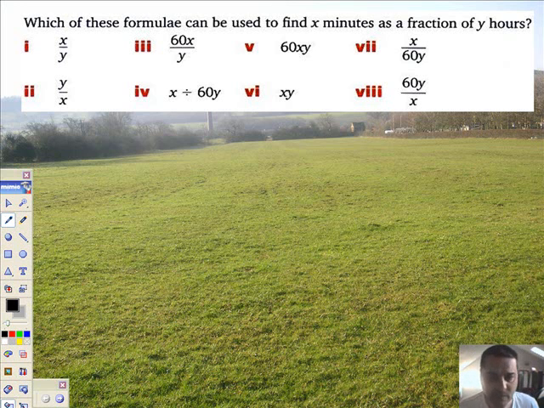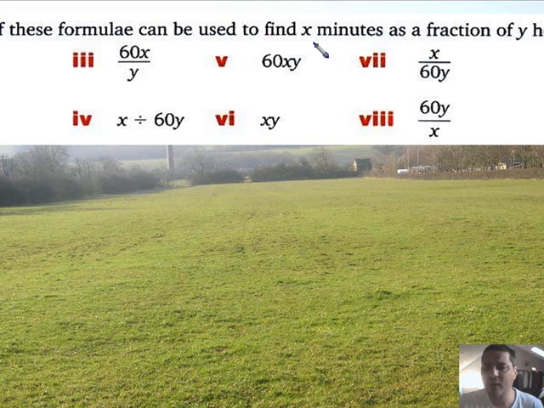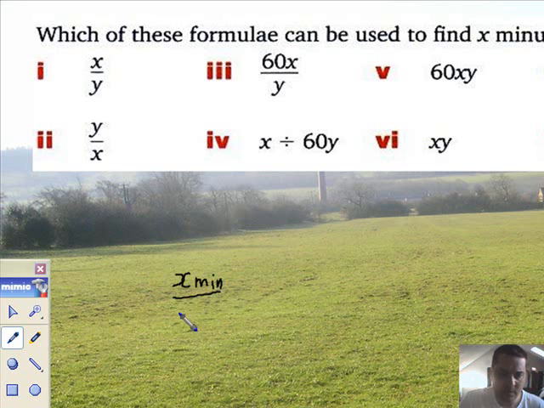So I chose this dodgy question, which is on page 11. This is question 5. It says, which of these formulae can be used to find x minutes as a fraction of y hours? Okay, so I've got x minutes divided by y hours. That's a good place to start. Now we can't mix hours and minutes in the same way. We can't have a fraction involving pounds and pennies. You can't have mixed units.